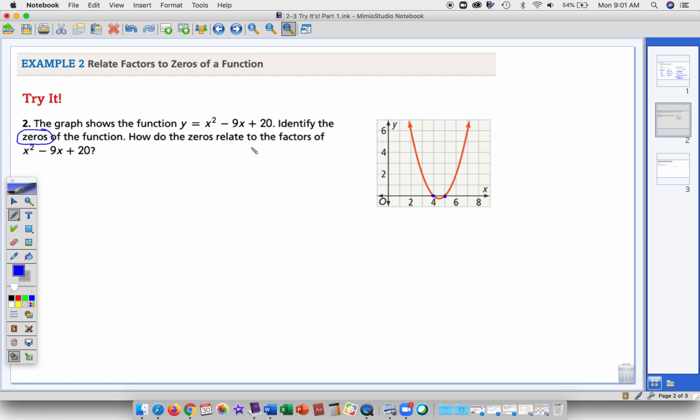So how do the zeros relate to the factors of x squared minus 9x plus 20? So if I were to factor this, and I'm looking for factors of 20 that will add up to negative 9, so that's going to be negative 4 and negative 5.